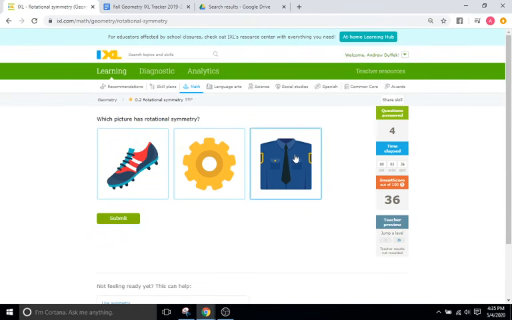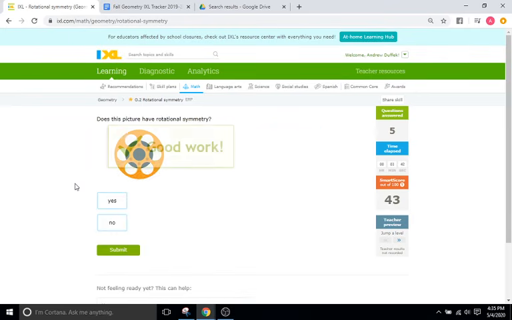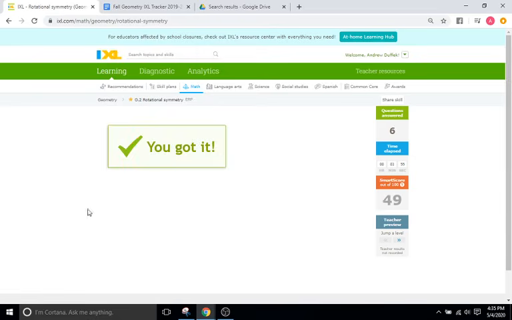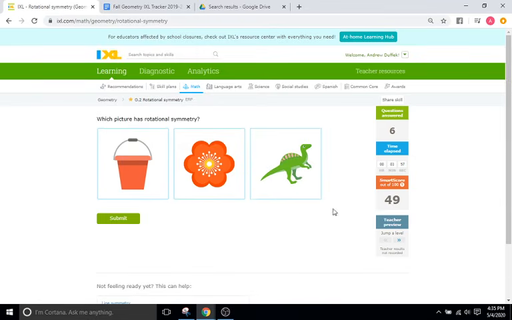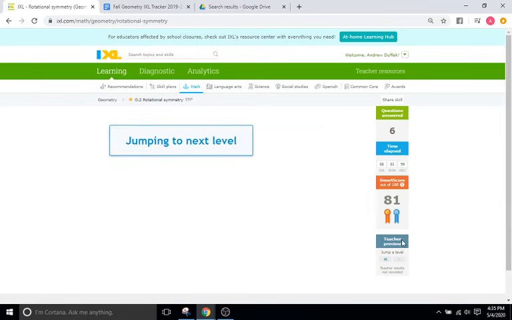Okay, which has rotational symmetry? Not this one, not this one, and this one does. It's literally a gear, so that is definitely going to have rotational symmetry. Does this have rotational symmetry? Well, if you look at all the details, it might. It looks like it does. It looks like it has a few. So we're going to say yes. Good. And so on. Let me jump a level and see if there's any.